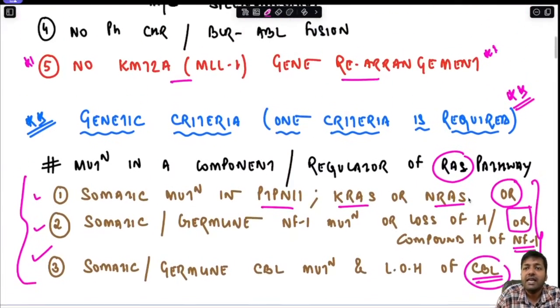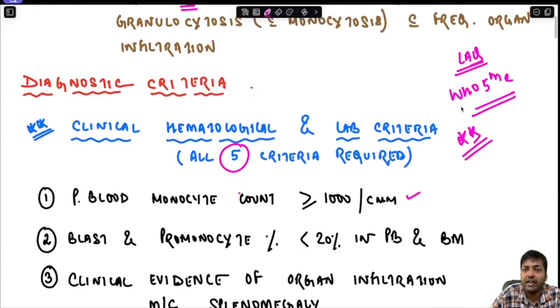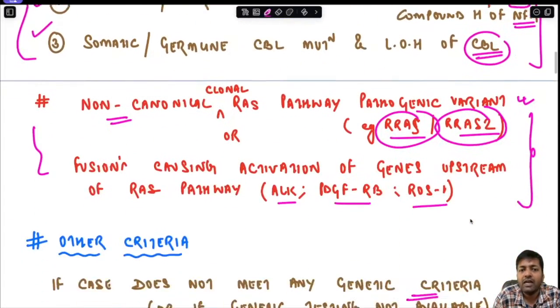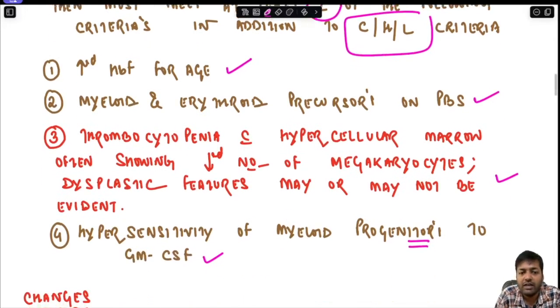Now for example, if genetic criteria is not met, or genetic testing is not available, in that situation, in addition to all these 5 criteria, at least 2 of these, or any 2 of these criteria, should be fulfilled. So: increased hemoglobin F for age, myeloid and erythroid precursors present on the peripheral blood smear, thrombocytopenia with hypercellular marrow often showing decreased number of megakaryocytes, dysplastic features may or may not be evident, hypersensitivity of myeloid progenitors to granulocyte macrophage colony stimulating factor.